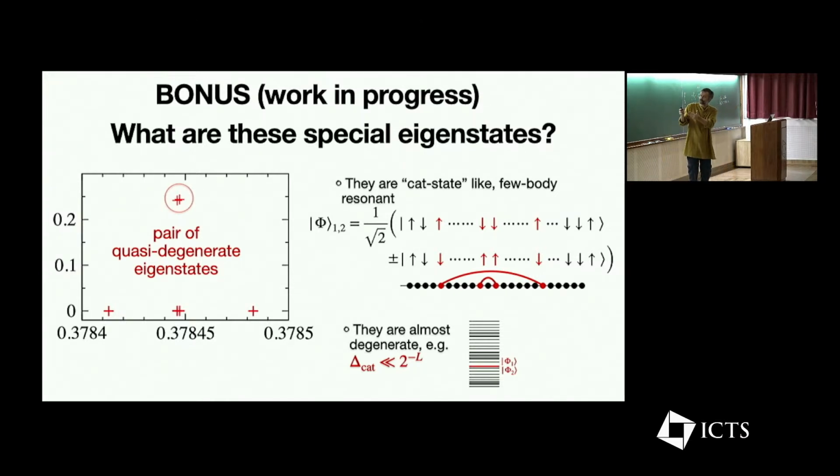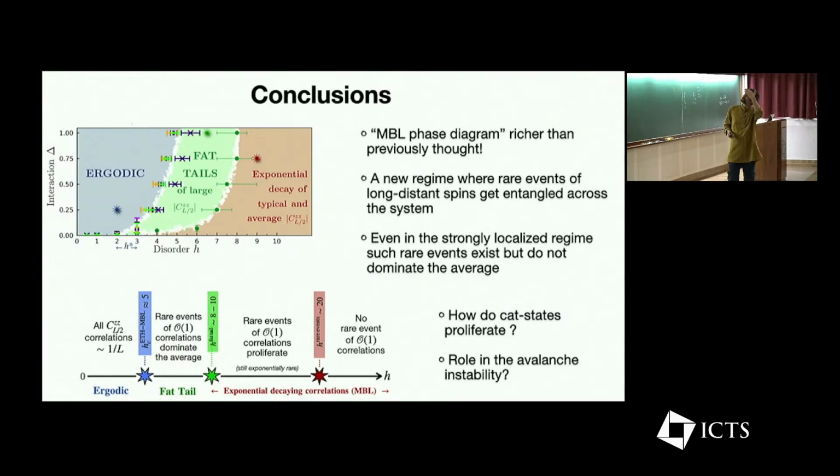And if you go in the spectrum, this is how they look like. They are almost degenerate, and they are always neighbors in the spectrum. And their individual cat gap is below the natural gap of the spectrum. Okay, so I'm done. So this is the conclusion. I hope I showed you that this MBL phasogram is richer than what we previously thought. We have identified, using this correlation function, a new regime of rare events where long-distance spins can get strongly entangled in an otherwise very localized background. And these rare events can, in some regime, dominate the average.